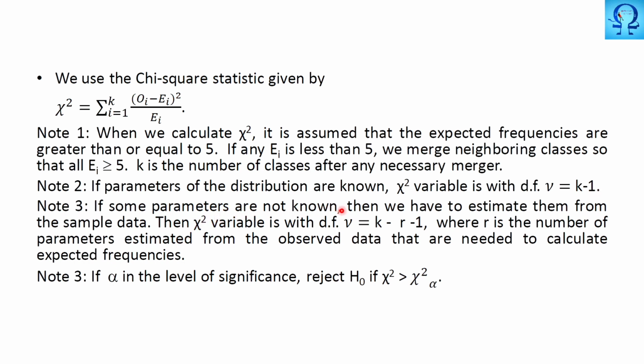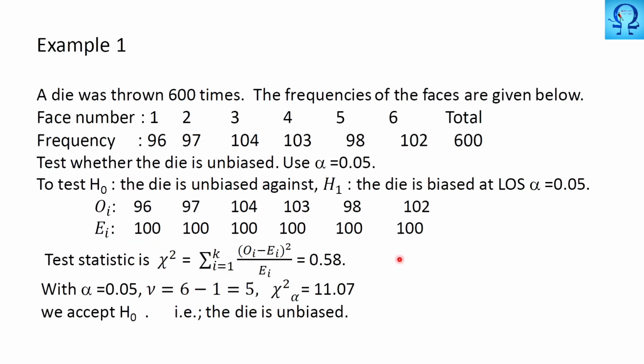If some parameters are not known, then we have to estimate them from the sample data. In that case, how many estimations we have made, that one we take as r, and the degrees of freedom would be k minus r minus 1, right? And alpha is the level of significance, and we will reject the null hypothesis if the calculated value is bigger than the table value. Okay, let's get into the problems.